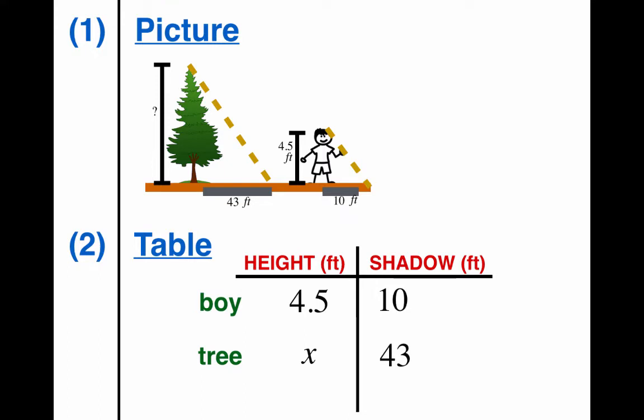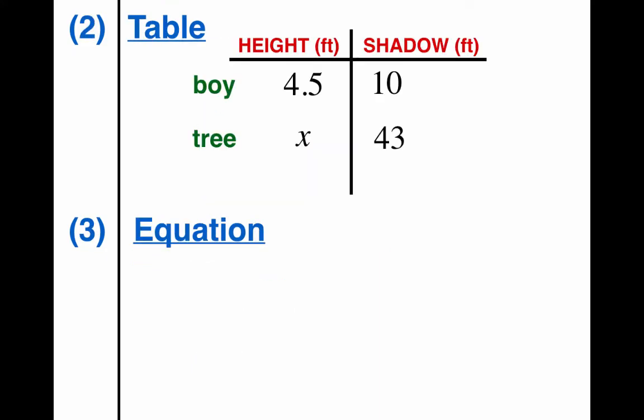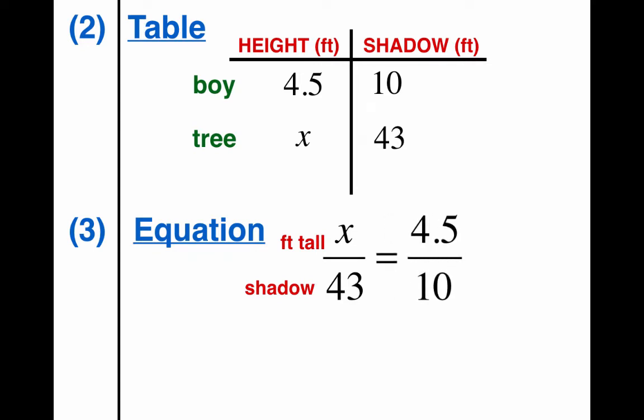We're going to take this table here and turn it into step 3, an equation. Here is the equation. We're going to set up 2 equal fractions. X over 43 would be the tree. That's how tall it is and its shadow. And then for the boy, it'd be 4.5 over 10. That's how tall he is and his shadow. Now we're going to put an equal sign down the middle, solve for x, and do something we already know how to do. So let's solve for x.